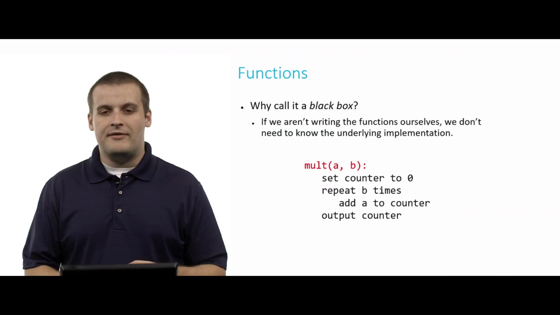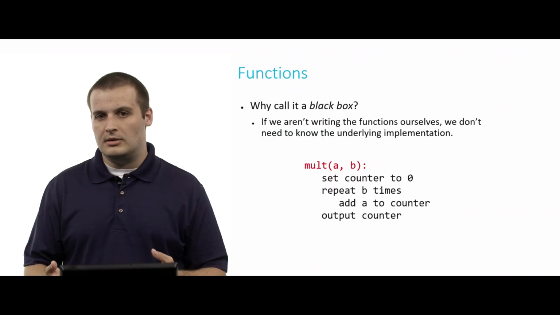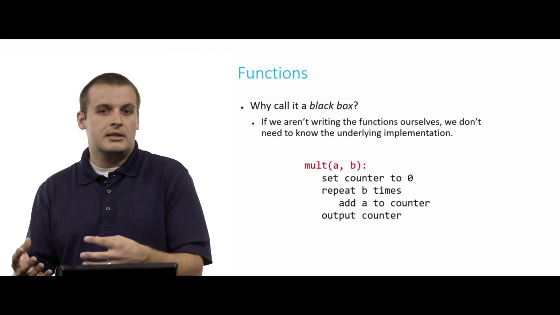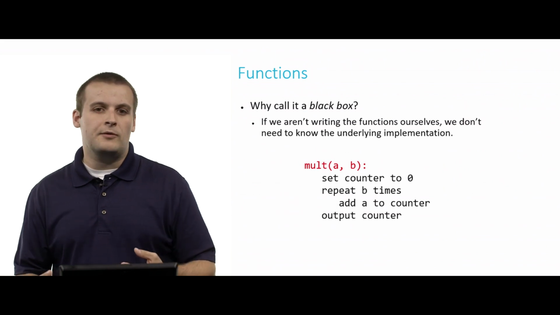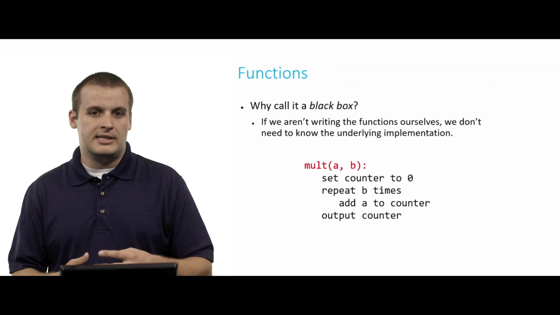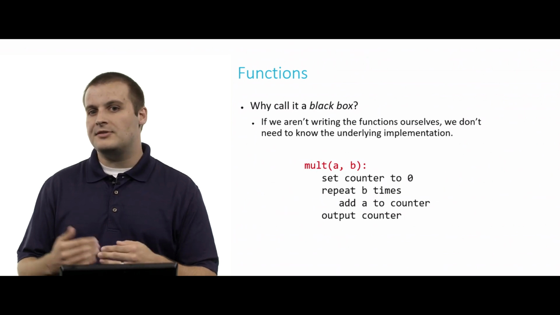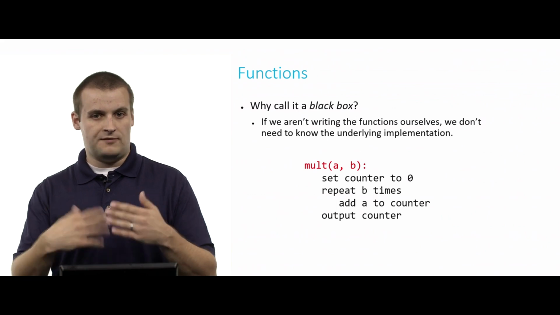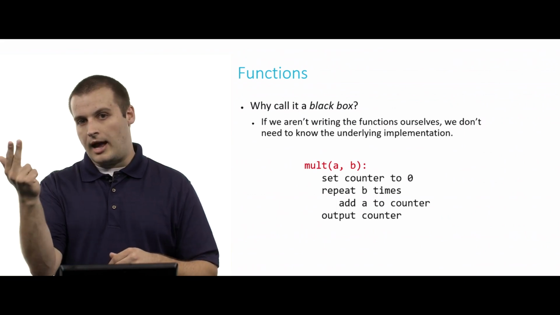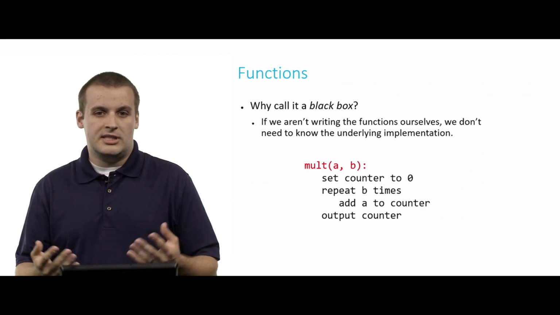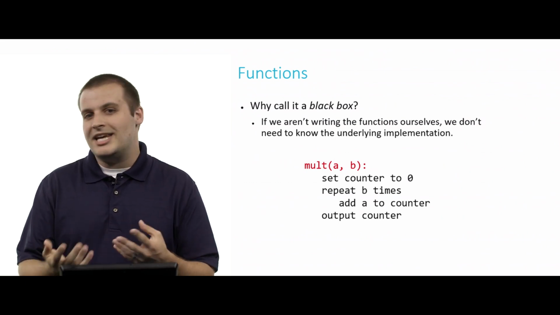But mult could also be implemented like this. We could have a counter variable that gets set inside of mult to 0, and then we repeat this process B times: add A to counter. So for example, if we multiply 3 as A by 5 as B, we could say set counter to 0, repeat 5 times, add 3 to counter. So we start at 0, and then we do this 5 times. 3, 6, 9, 12, 15. It's the same result. We still get 3 times 5, just the implementation is different.